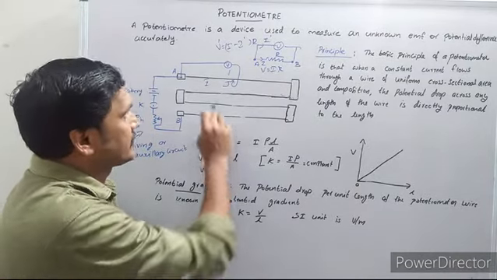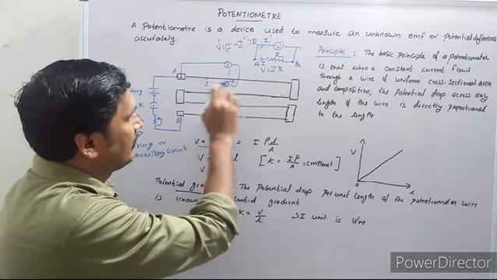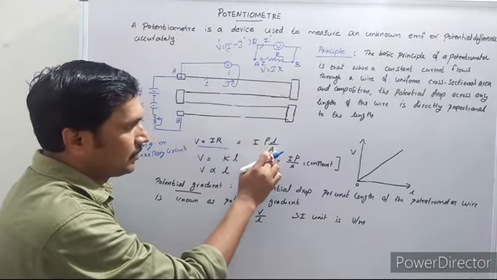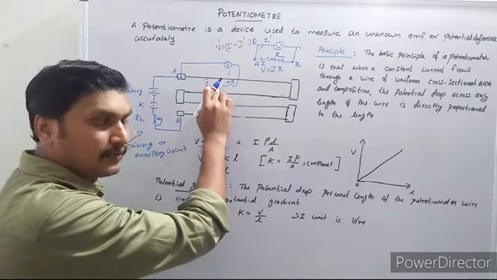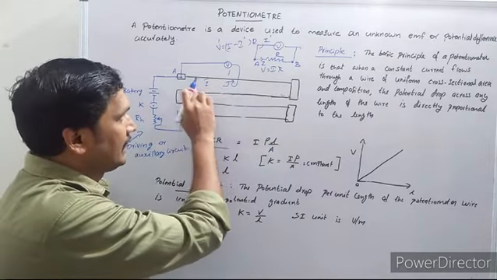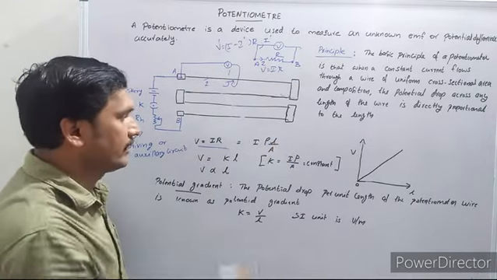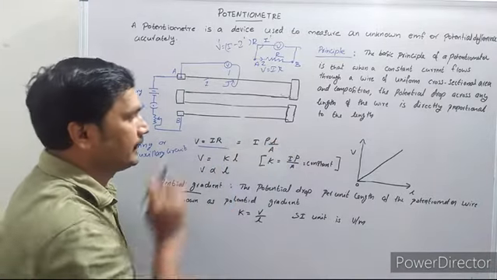And we can write the resistance of this wire as rho L by A. Rho is the resistivity of the material of the wire, L is the length of this wire, and A is the area of cross section. So R is equal to rho L by A.